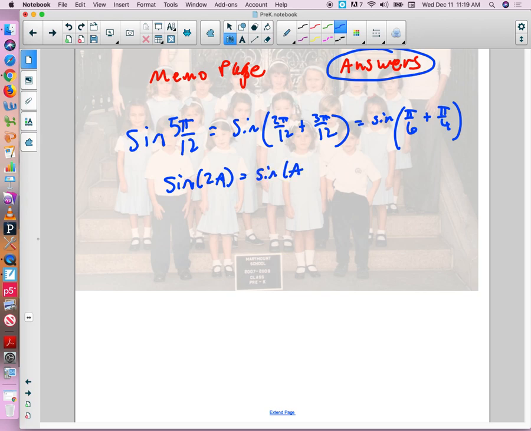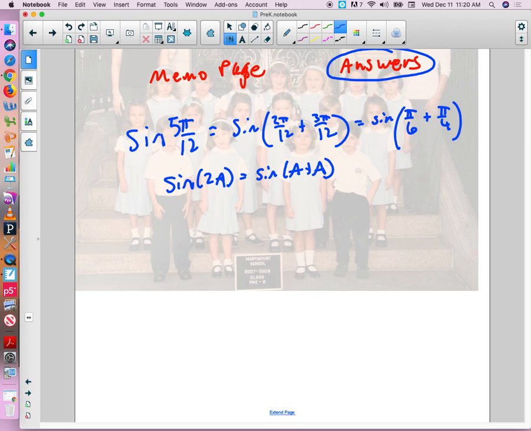Wouldn't it just make sense to make both of my angles the same thing, and use the angle sum and difference formula? Sine of 2a is sine of a plus a. I've already sort of done it today. I did 45 plus 45.